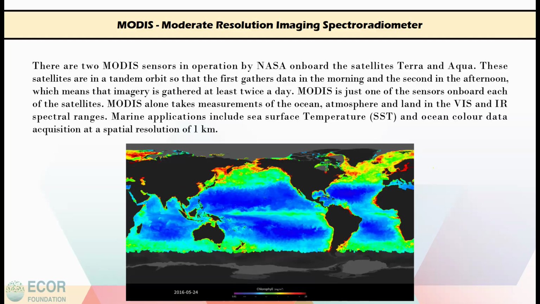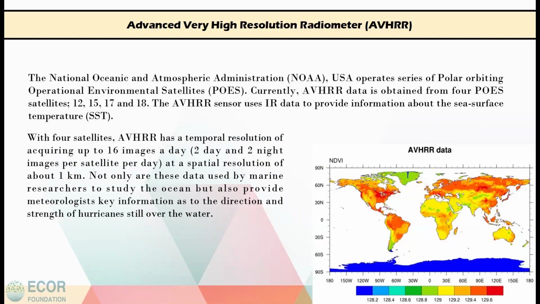So MODIS alone takes measurements of the ocean, atmosphere, and the land in the VIS and IR, that is, infrared and visual spectrum range. Marine applications include SST calculation, and ocean color data acquisition at a spatial resolution of 1 kilometer is achieved by MODIS.